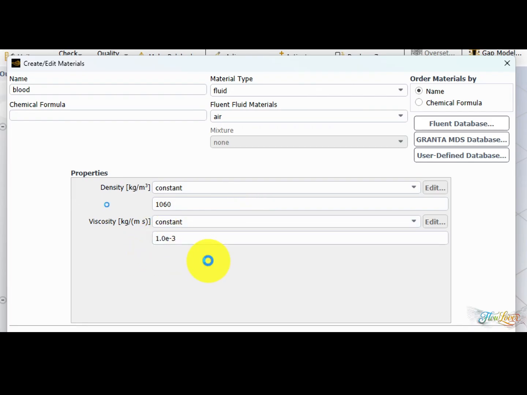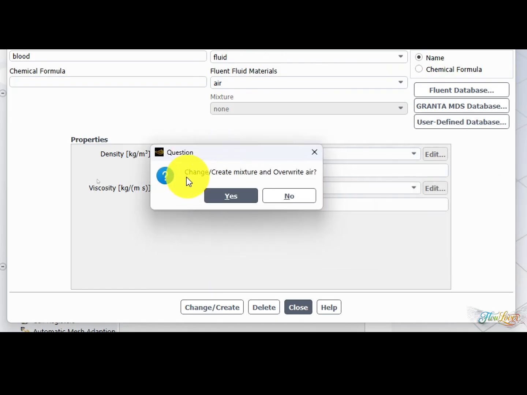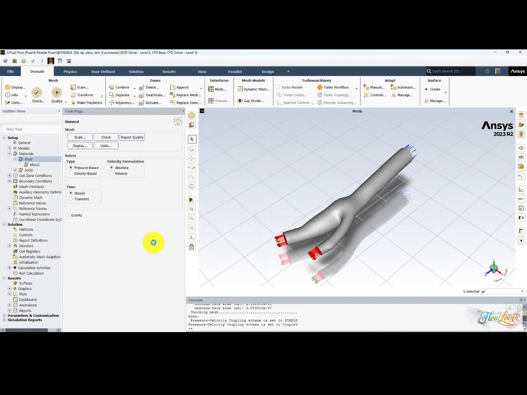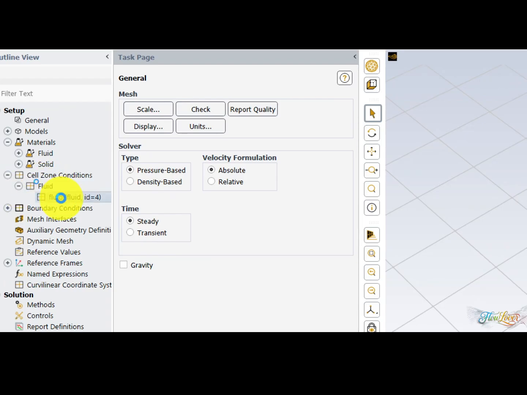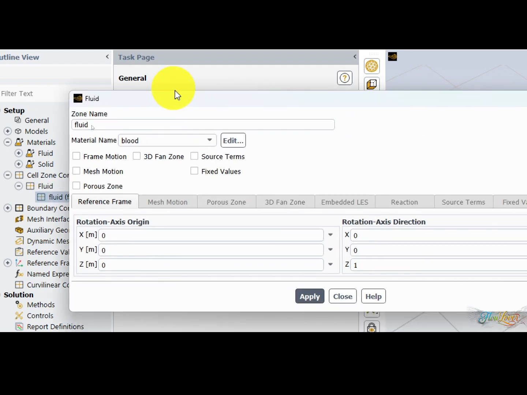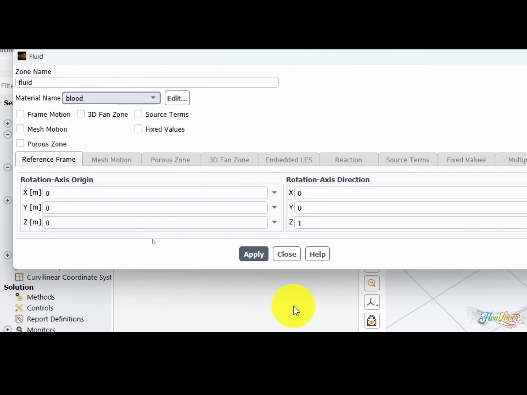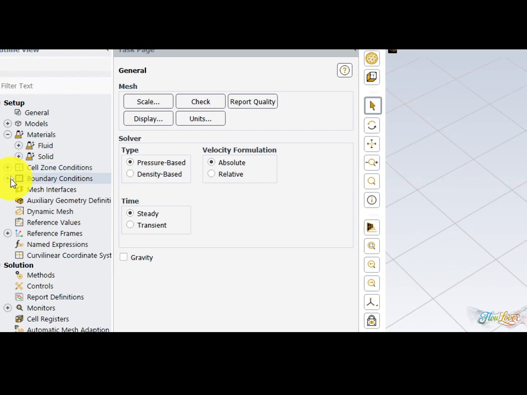So here I should correct this one. Then you can click on change, and then you can rewrite that because we don't have any air. So we only want to have blood. Then, as you see, the fluid instead of air is now blood. Now we have to choose our fluid to be blood. Sometimes when you have a multi-phase flow, then you have to choose between your zones which one is blood, for example, which one is the other one. So here we have only blood, so automatically it will be chosen for the fluid.